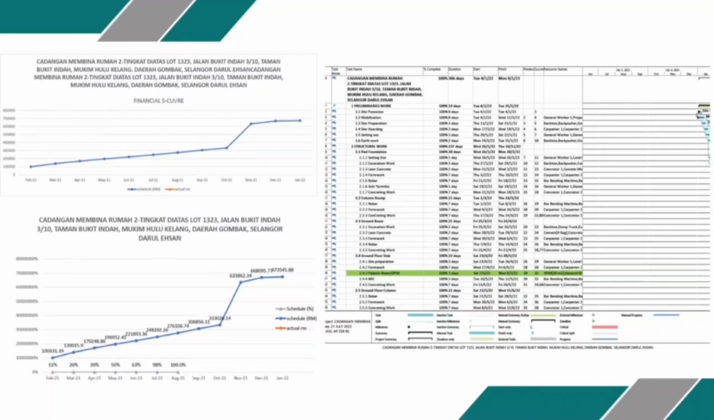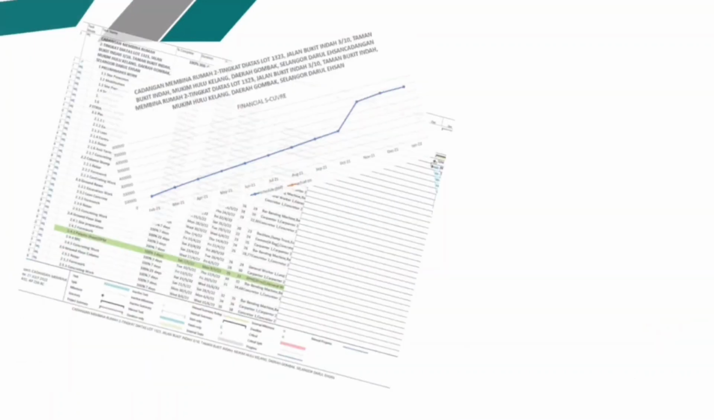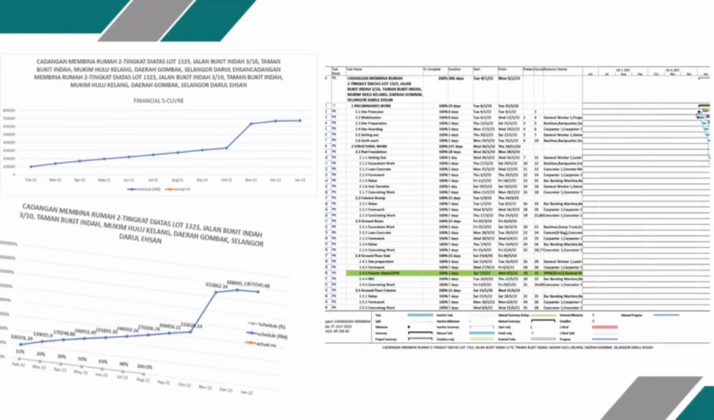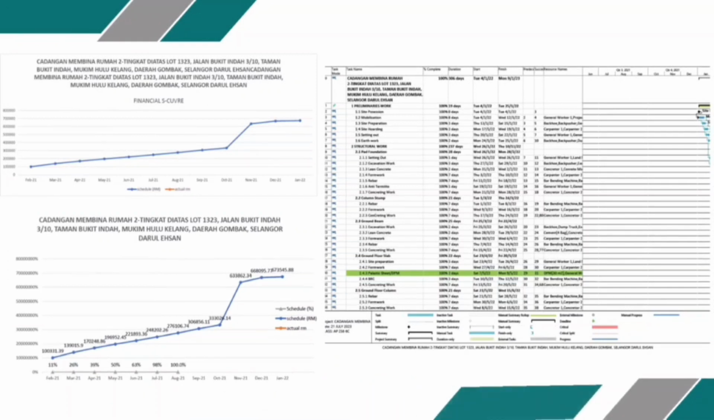Next, I'm going to talk about the physical S-curve. As we can see in the picture, the project starts in February 2022 and ends in January 2023. From February, the financial cost increases slowly until October, while in October 2022 the graph grows highly to around 650,000, and then the data stays flat until January 2023.